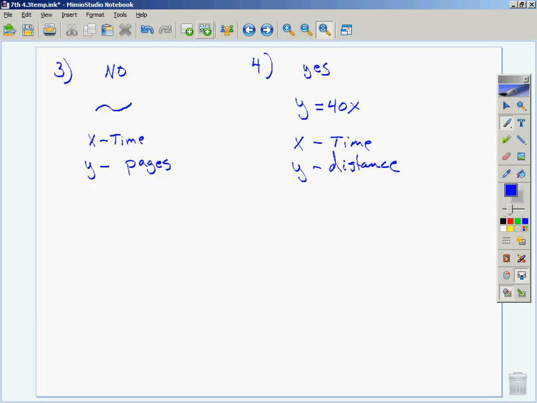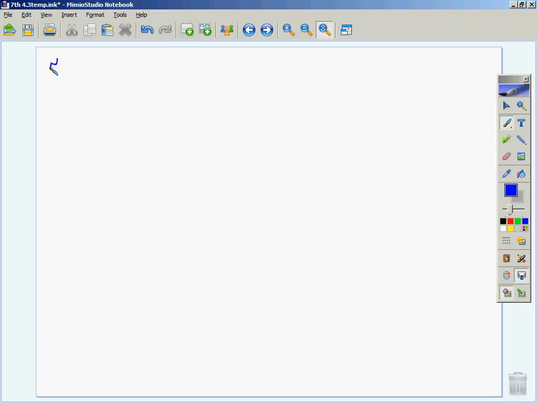Number 5 and 6. Here we didn't have to check to see if they were proportional. They told me they were proportional. They told me to find k, and they told me to write an equation. So I should have 2 things written.